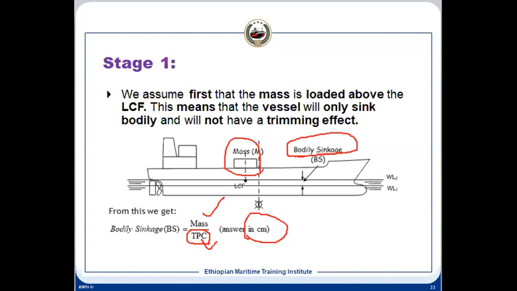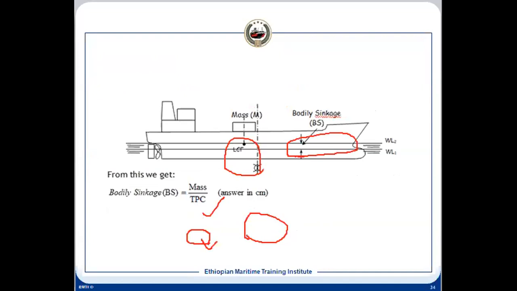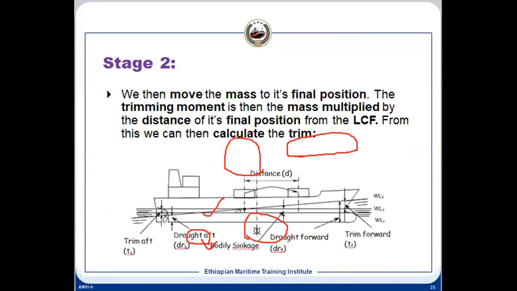Now we shift it from the LCF to the correct location. This is step 1, and step 2 will always be like this. After that, we calculate the effect of shifting the mass from the LCF to the right position, where the numerical is asking. In this case, what will happen? Once we shift it, we can treat it as an internal transfer of mass. It will cause only trim, because we have already put the mass, and we know the bodily sinkage. Now we are transferring this mass to the correct location.